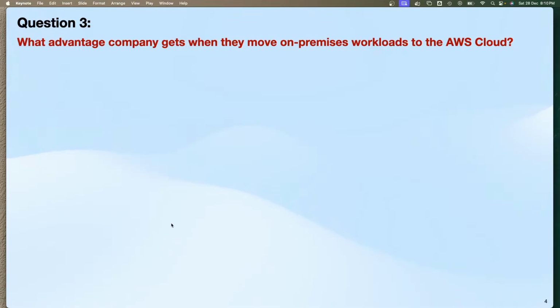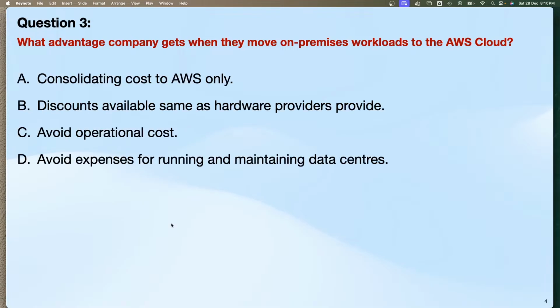Okay, and for the third question, what advantage does a company get when they move from on-premises workloads to the AWS cloud? As I was mentioning, avoiding the operational cost, or discounts, or consolidated cost to AWS are not the options. The main advantage you get is you will avoid expenses for running and maintaining the data centers. Okay, so D is the answer here.